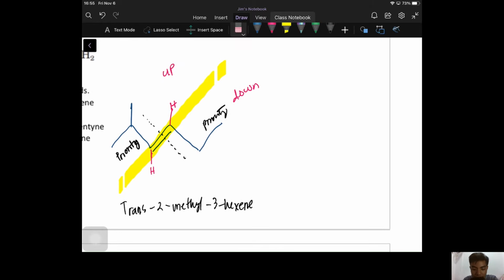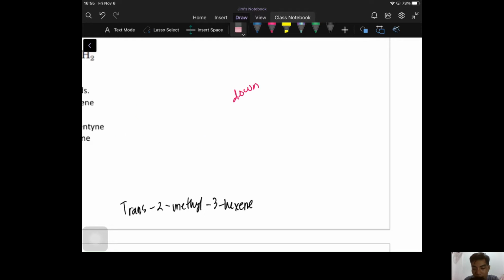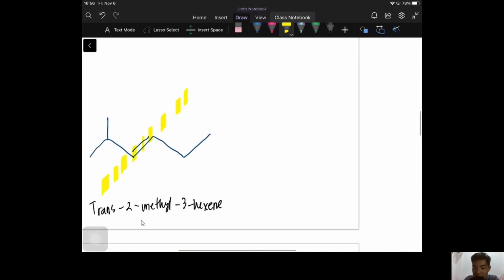So ano kaya itsura niyan kapag cis yan? Okay, so this is our trans 2-methyl 3-hexene. Ito yung hexene. Ito yung priority. Yung isa nasa taas, yung isa nasa baba. Ito yung baseline ng ating double bond. Yung isa nasa taas, yung isa nasa baba. Trans yan. So, paano yung cis?